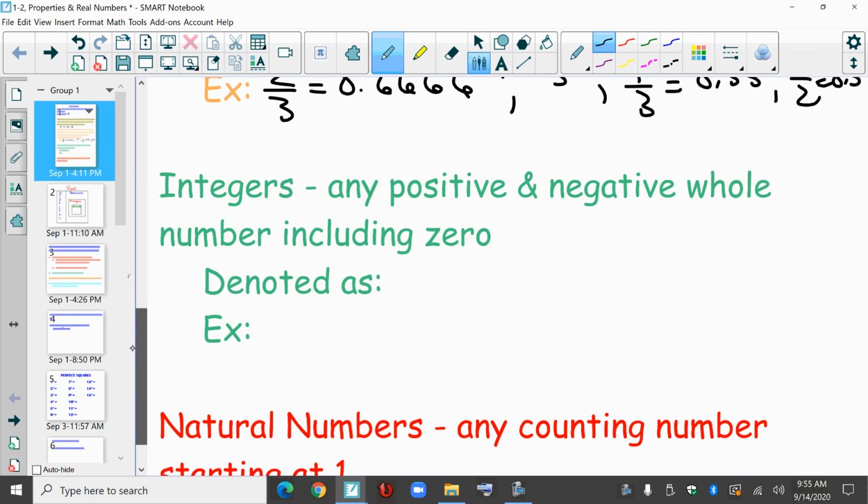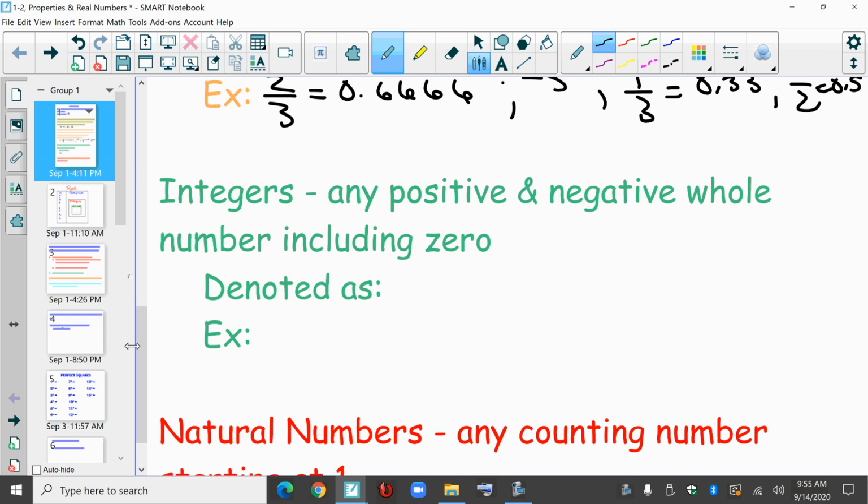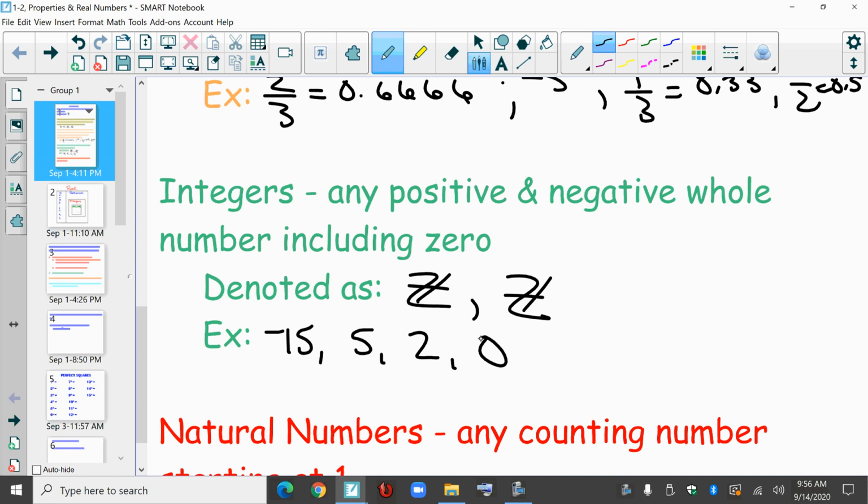An integer is any positive and negative whole number, including 0. That is denoted with a Z with an extra diagonal, and I always put a line in the middle, just so you know it's bold-faced. So again, make a Z, put a line in the middle, and then add the extra diagonal. An example of this is going to be -15, 5, 2, 0. Those are all examples of integers.